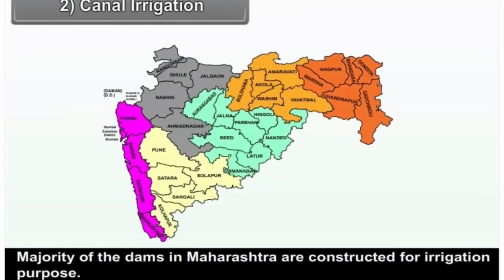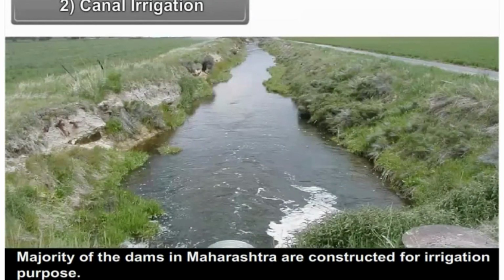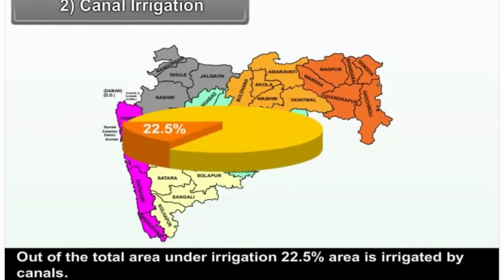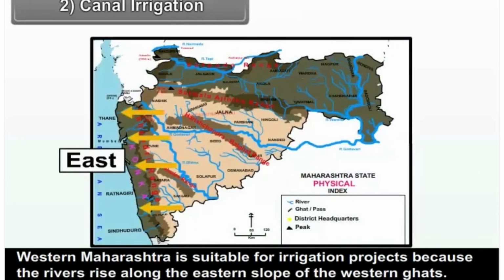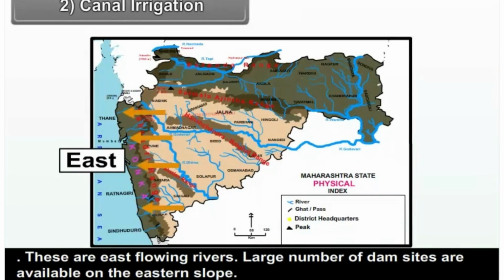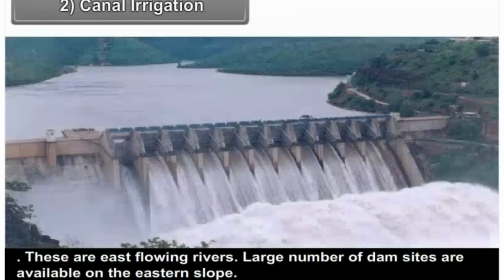Number 2, canal irrigation. Majority of the dams in Maharashtra are constructed for irrigation purpose. Out of the total area under irrigation, 22.5% area is irrigated by canals. Western Maharashtra is suitable for irrigation projects because the rivers rise along the eastern slope of the Western Ghats. These are east-flowing rivers. A large number of dam sites are available on the eastern slope.